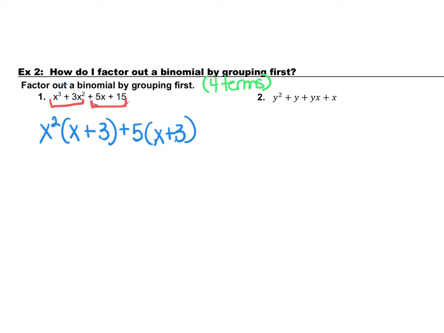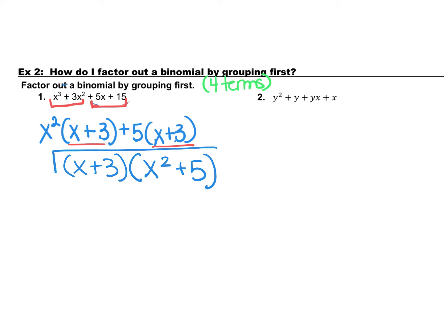So now you might notice that we have these two binomials, the x + 3, in common. So we're going to factor that out. So I'm going to take my x + 3 and factor that out. So I have the x + 3, and now we're going to then have our x squared plus 5. All right, so we've now factored out that binomial.